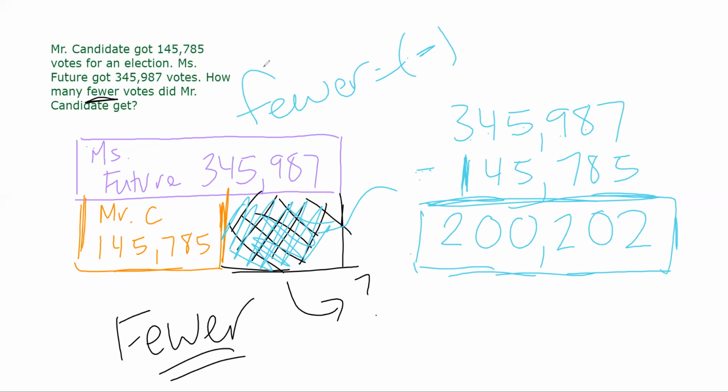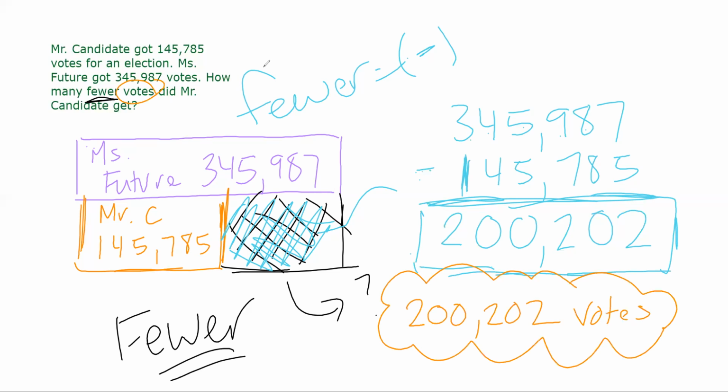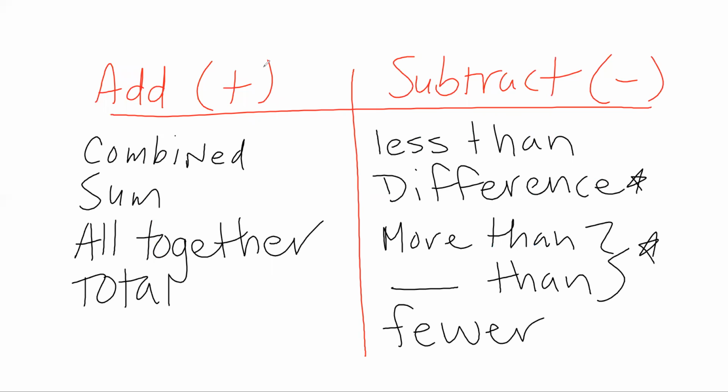Congratulations, Miss Future. Now, final answer again, I have to make sure I have my number and then a label. And the question said how many fewer votes. So 200,202 votes. Okay, so I'm going to flip back to this list as we wrap up. This is the work that we're doing. How do we use vocabulary words to help us solve problems? So I encourage you to be looking for these words to help you get going. And the more you work on math and the more you look at these words, the more it's going to click, and something in your brain is going to say, oh yep, that means I'm going to subtract, or oh, that word definitely means I'm going to add.